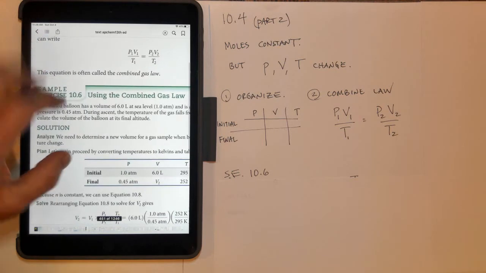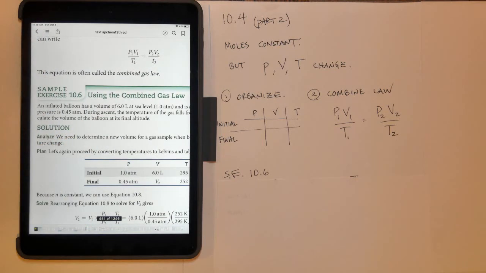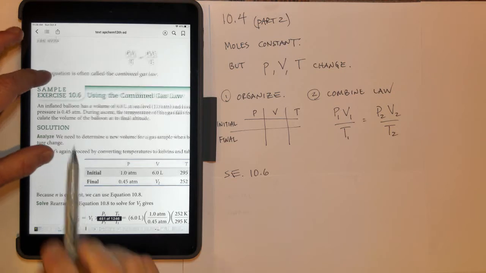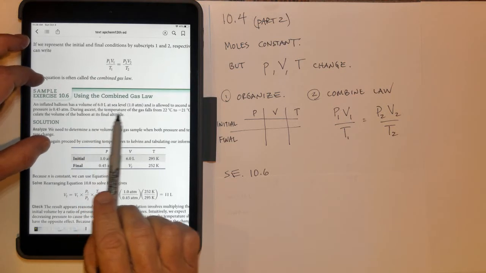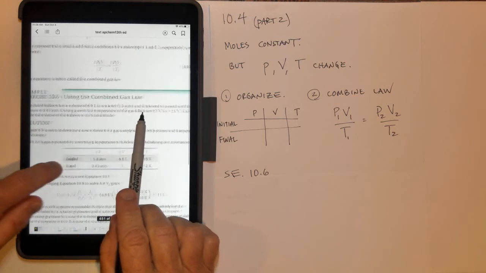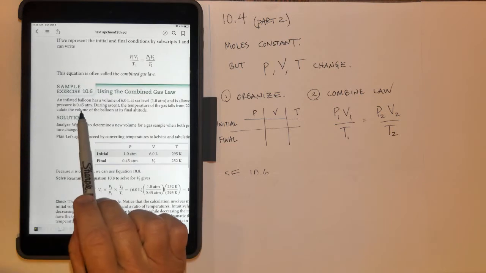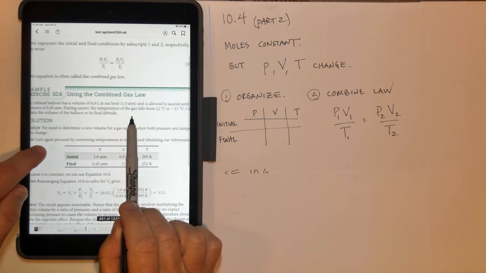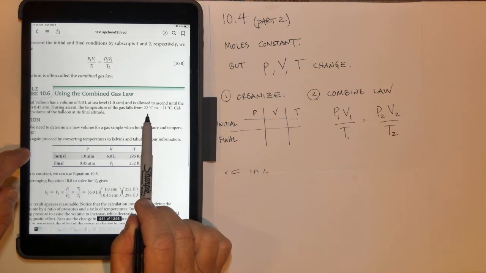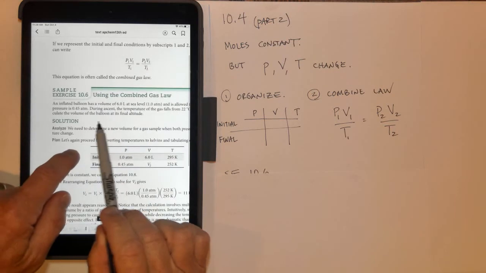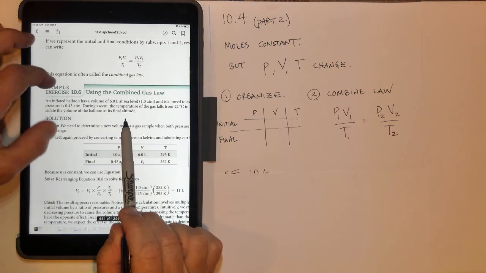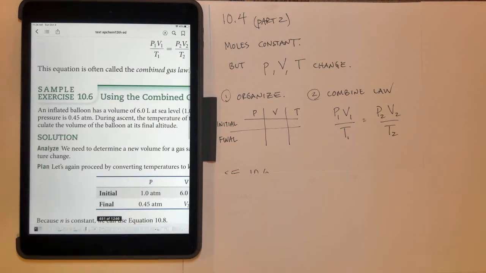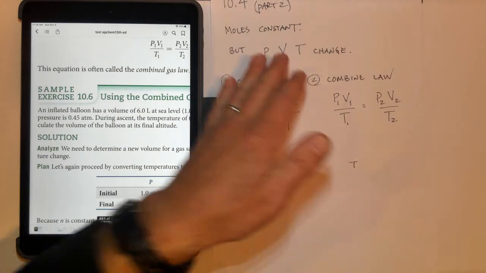This one says using the combined gas law. An inflated balloon has a volume of 6 liters at sea level, 1 atmosphere, and is allowed to ascend until the pressure is 0.45 atmospheres. During the ascent, the temperature of the gas falls from 22 Celsius to negative 21 Celsius. Calculate the volume of the balloon at its final altitude. So the first thing that we want to do is organize our data.